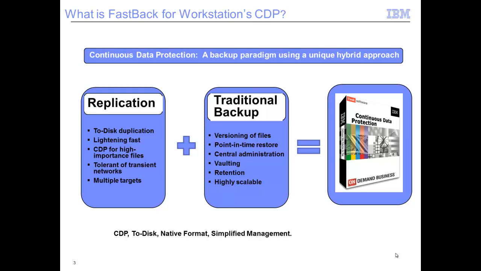This gives you this continuous data protection, and because it's copying files directly to the local workstation, it's tolerant of transient networks. Your network doesn't have to be up and running in order for it to be backing up and making copies. But we can also have it direct these backups to multiple targets, where we can keep multiple versions of the files we're backing up. We can do a point-in-time restore, and we have a central administrator that can be implemented if you're managing a lot of CDP clients. We also have the concept of vaulting, so we'll talk about all of these individual pieces here and how that makes up CDP or FastBack for Workstation.